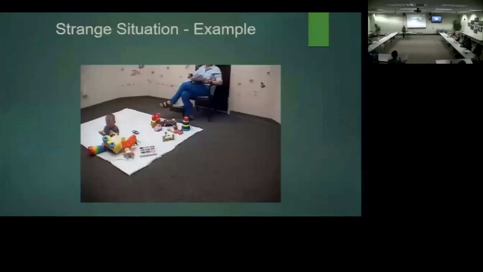All right, so now we get to see if the videos work. This beautiful little girl is doing the strange situation task. In this task, the mom is sitting in a chair in the room. The kid is in a space they haven't been before. They've got lots of new toys to play with.